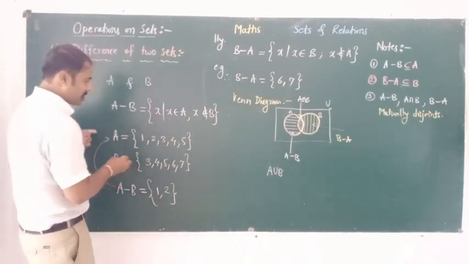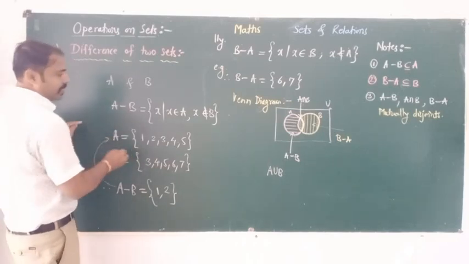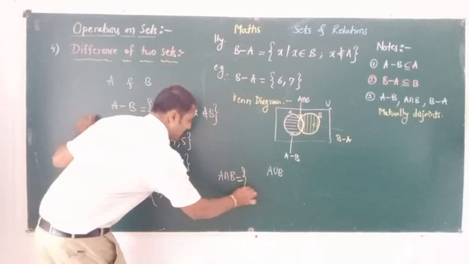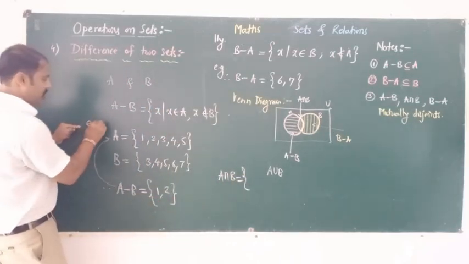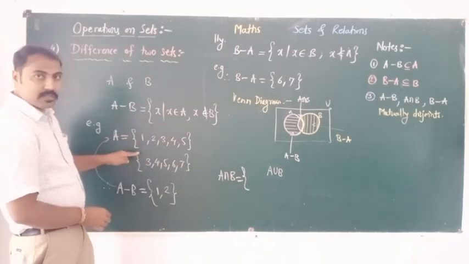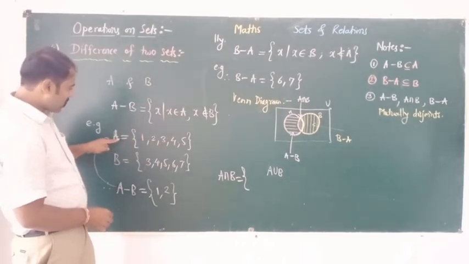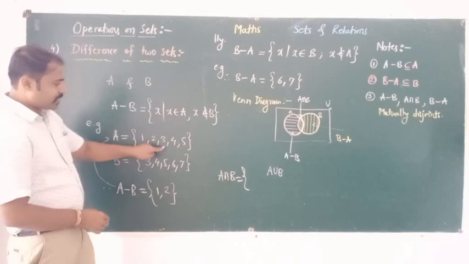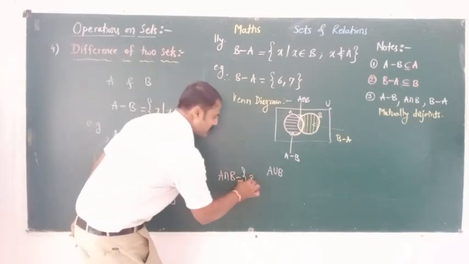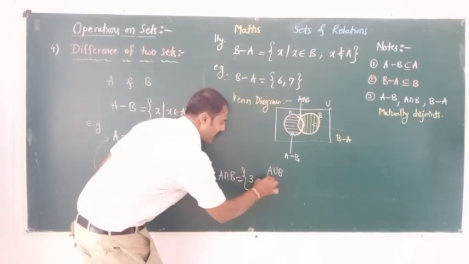If I find here A intersection B, for the above example, A intersection B is the common elements. Which are the common elements in A and B? 3, 4, 5. So A intersection B is 3, 4, 5.